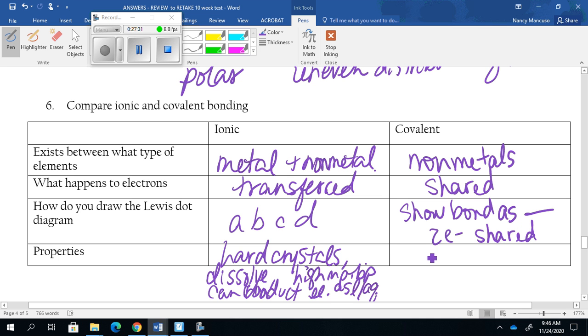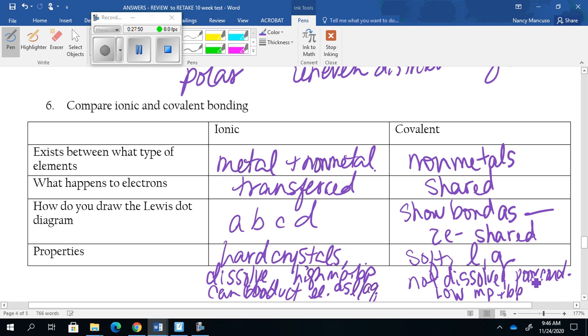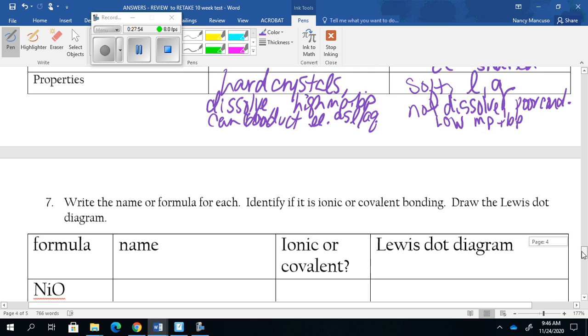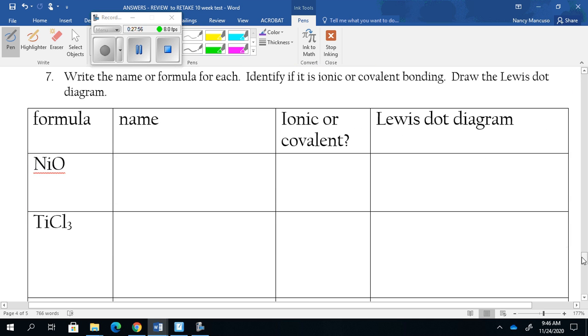All right, the properties. If it's a solid, it's soft. It's very often a liquid or a gas. They do not dissolve well. And they are what we call poor conductors. And they have relatively low melting points and boiling points. Think about it. Many of them, if it's a gas already, you already passed the melting point and passed the boiling point.